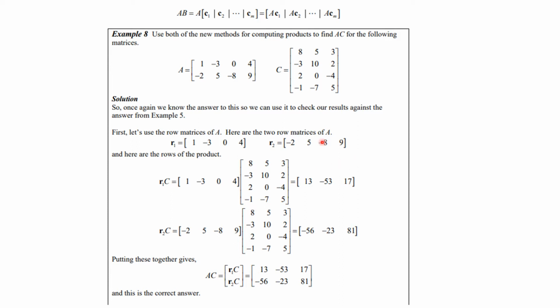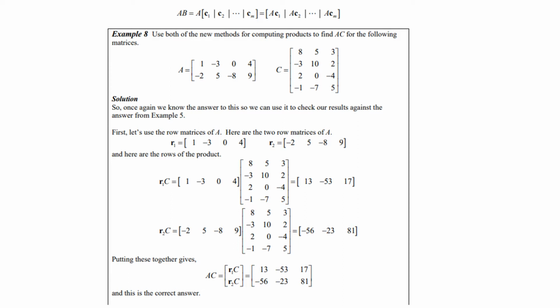So first, what we're going to do is use the row matrices of A, and there's two of them. There's R1 and there's R2. So the rows of the product are going to be row 1 times that, and row 2 times this. And so what we're going to get is that these are the rows for the product. So if we put these two things together, we find that AC is, and these are the rows that we found through our calculation, and this is the correct answer.